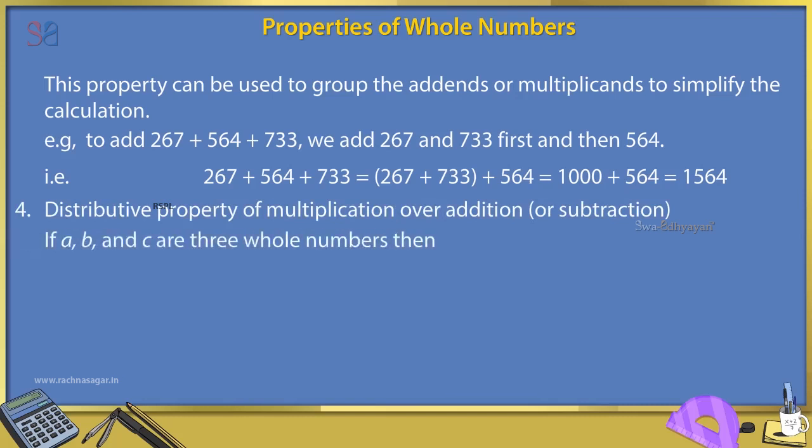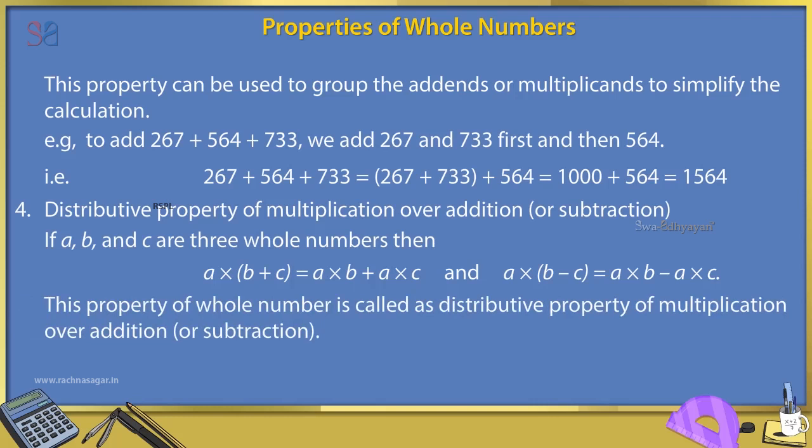4. Distributive property of multiplication over addition or subtraction. If A, B and C are three whole numbers, then A into B plus C is equal to A into B plus A into C, and A into B minus C is equal to A into B minus A into C. This property of whole numbers is called distributive property of multiplication over addition or subtraction.